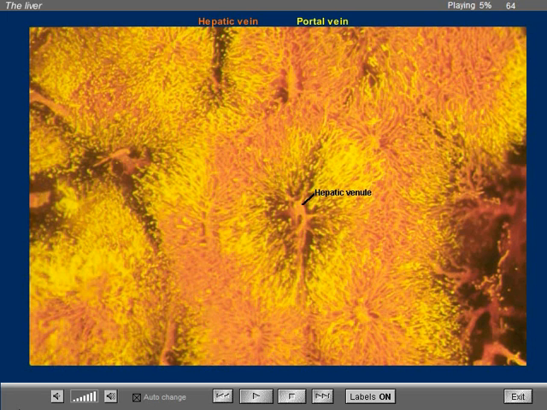In this cast corrosion preparation, in orange we see the hepatic veins, and in yellow the portal vein. Note that the portal vein is separated from the territory of the hepatic veins. The only structures that accompany the portal venule are the hepatic artery and biliary radicals in the region of the portal triad. The only structure in the center of the liver lobule is the hepatic venule, the origin of the hepatic venous system.